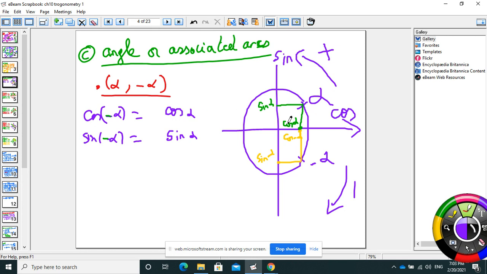Cosine minus alpha and cosine alpha. Look at those 2 points. They are the same, so they are equal. Now sine alpha and sine minus alpha. Sine minus alpha is here. Sine alpha is here. Are they the same? No, they are opposite, so it's minus sine alpha.